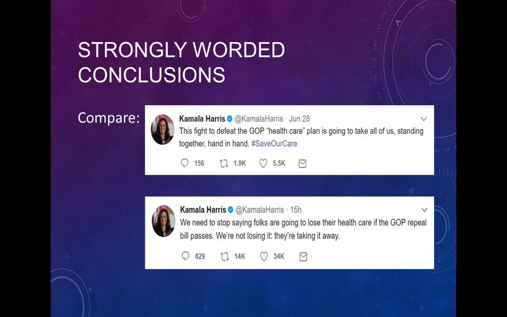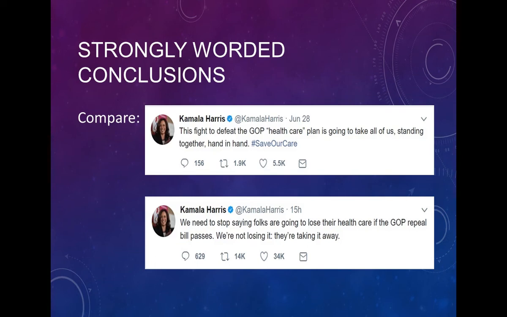I'm seeing both nods and shaking of heads. Okay, good. So does anybody want to defend their view, to explain why this is or isn't an argument? Nobody wants to do that. Okay, that's fine. So she's making the argument, and then she's inferring that it's not that we're losing it, and then she's concluding it with they're taking it away.